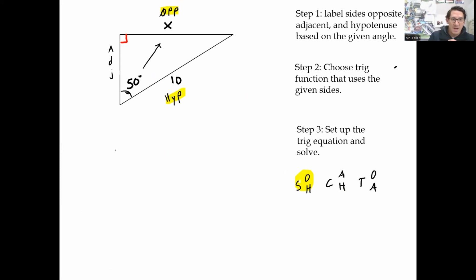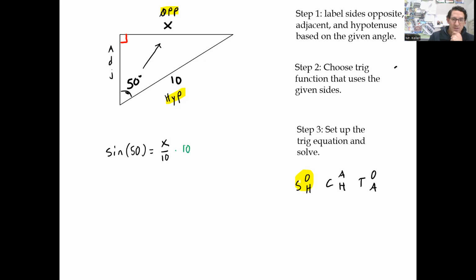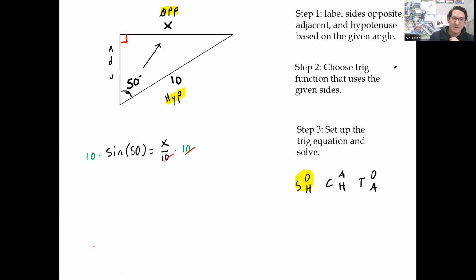So I'm going to set up my trig function. It's going to be sine of 50 is equal to the opposite over hypotenuse. And this is real simple to solve. To solve for x, all you need to do is multiply both sides by 10 to get rid of the 10 on the bottom. So times 10, divided by 10 cancels out, and you get 10 times the sine of 50. Use a calculator to work that out. 10 times the sine of 50 is 7.66. That's it. So the equations are real simple to solve for. It's just a matter of making sure you pick the right one.